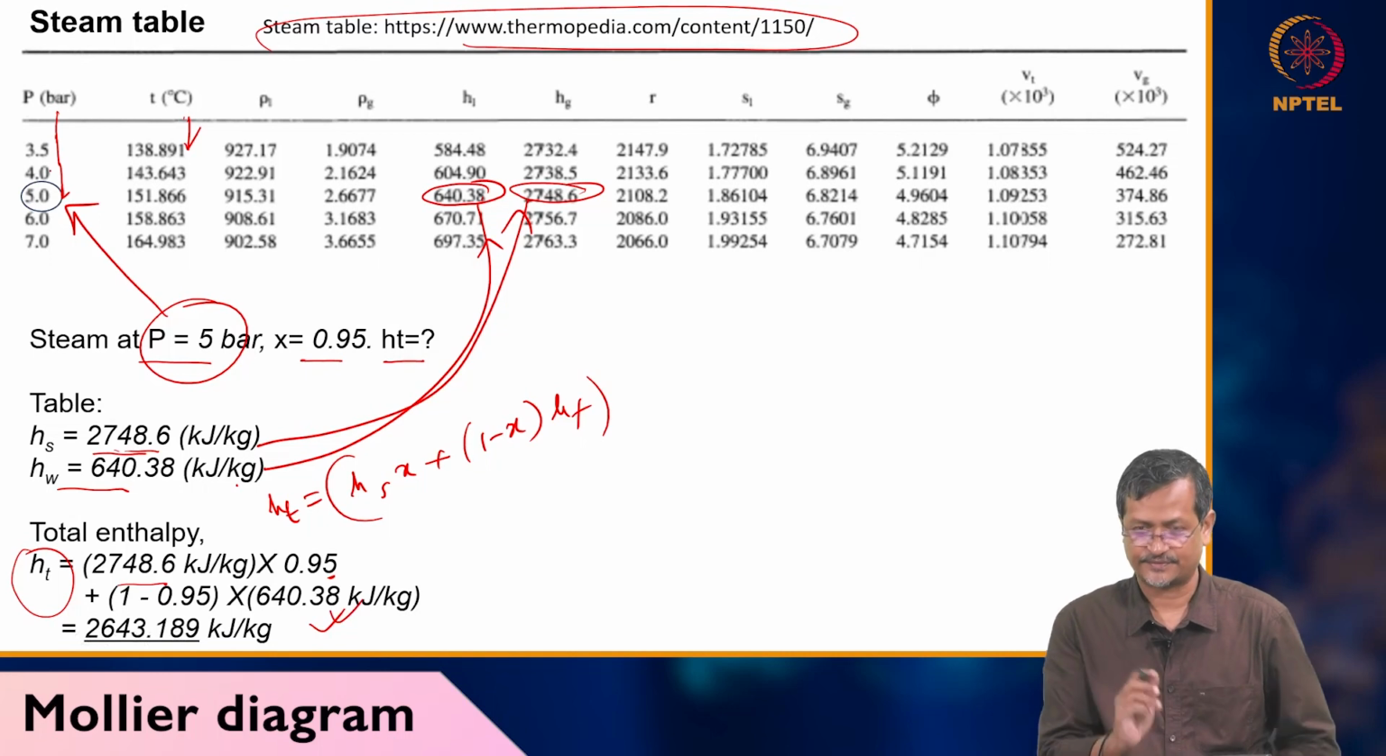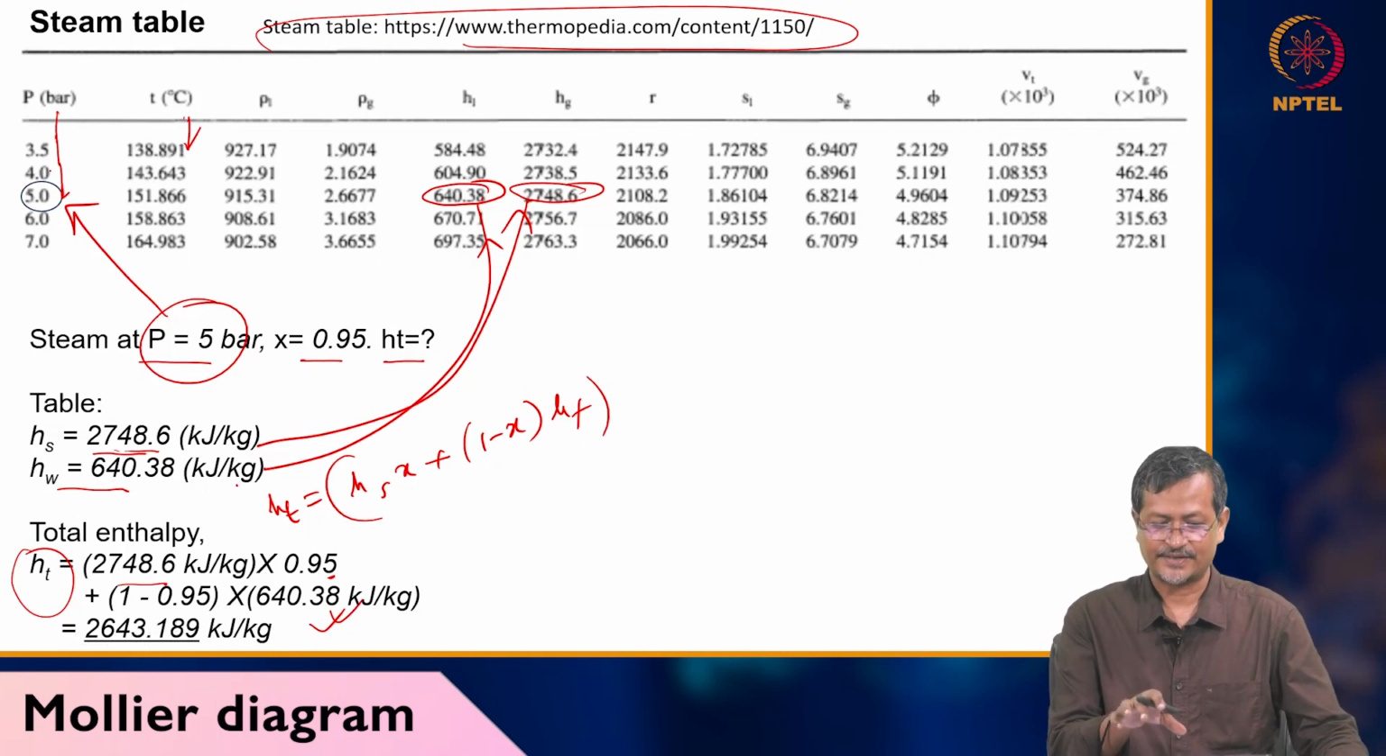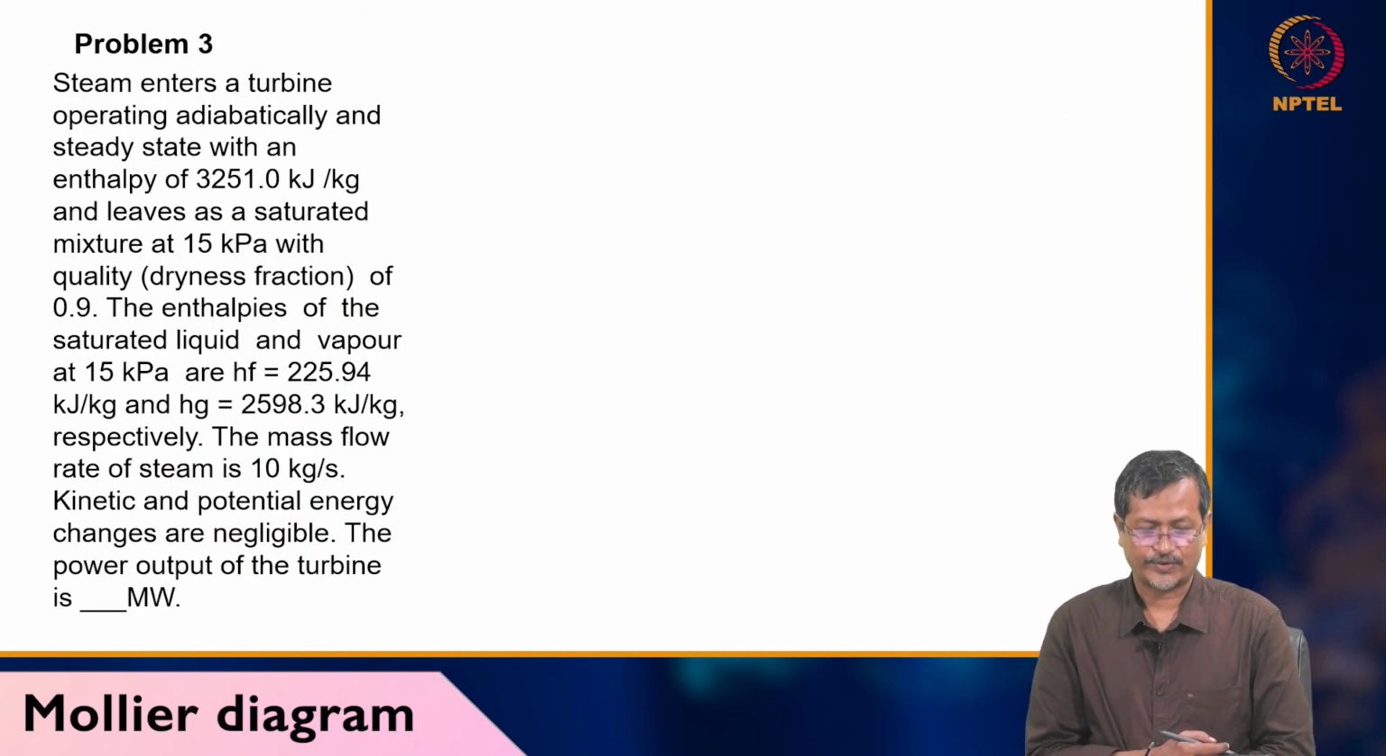Anything you can use. So in the exam, if I give you a steam table, you should be able to find your values of HF, HG and other parameters. From there you can calculate. So we'll go to one problem.